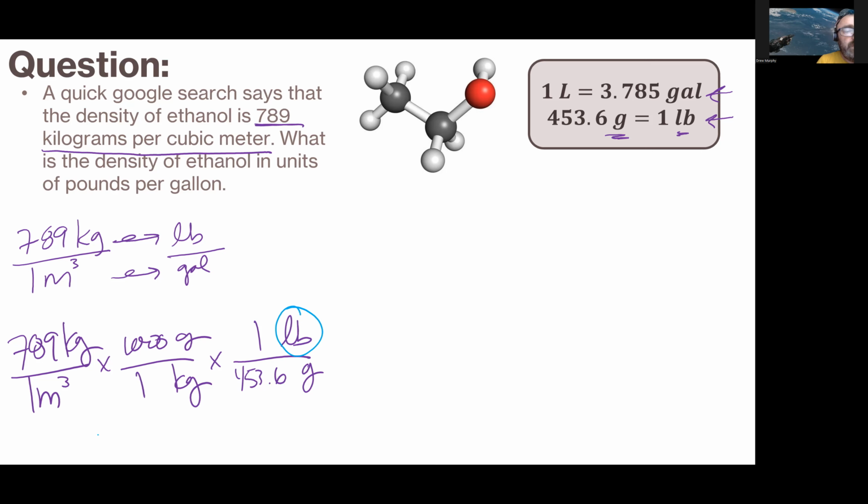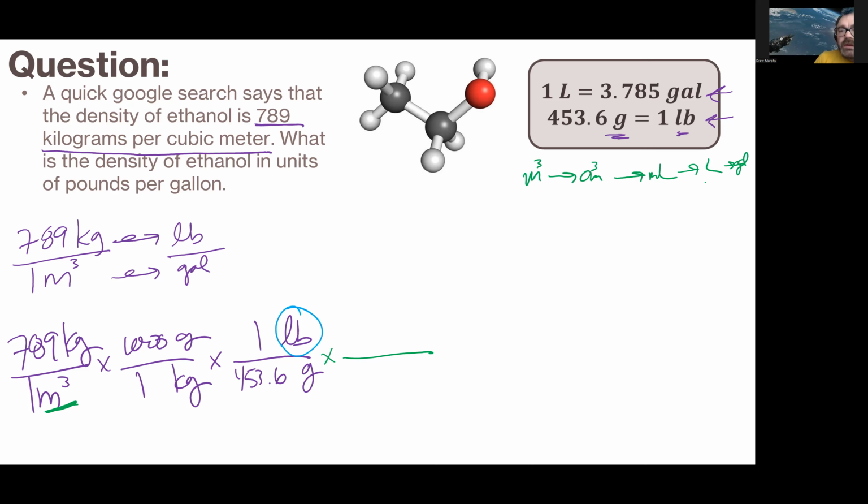The next piece, we want gallons. So we're gonna take our meters cubed and turn it into gallons. Now remember, dimensional analysis is going to tell us how to do it. Meters cubed to gallons is going to be weird, but we can think about this as, remember, meters, we can get to centimeters, right? So if we have meters cubed, we can get to centimeters cubed. If we have centimeters cubed, we can get to milliliters. And if we have milliliters, we can get to liters. And if we have liters, we can get to gallons. So this is going to be a few more steps, but we can do it.